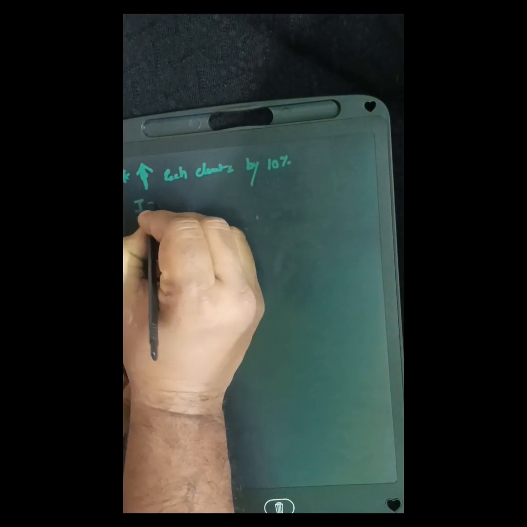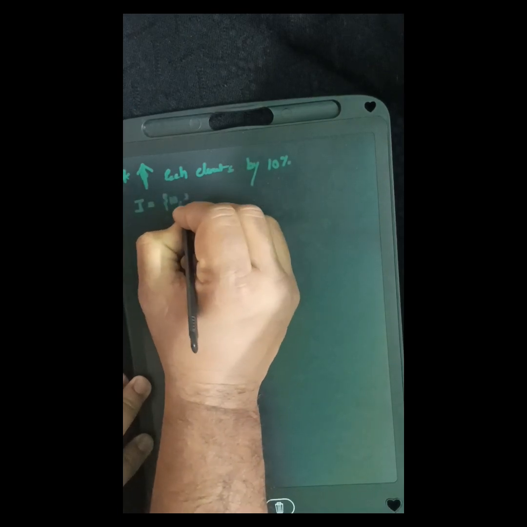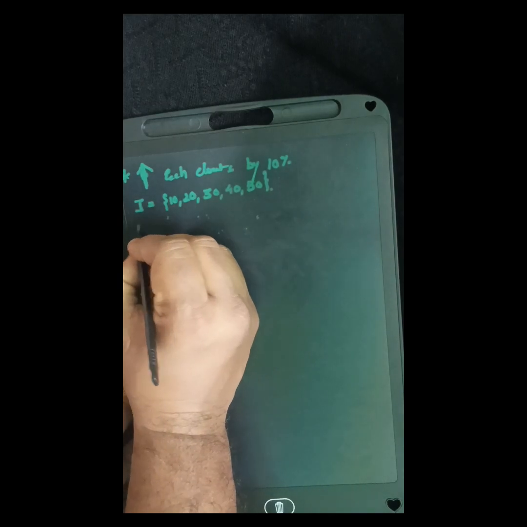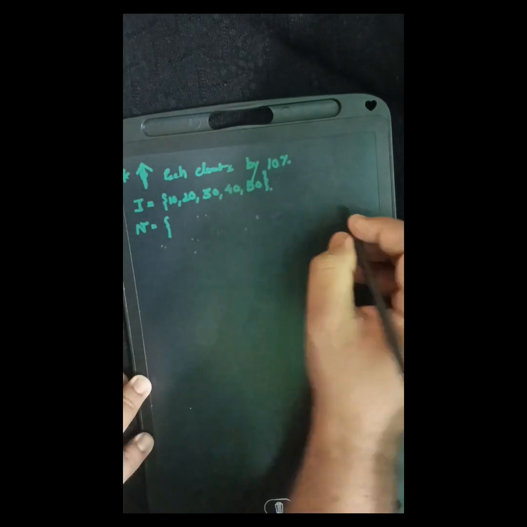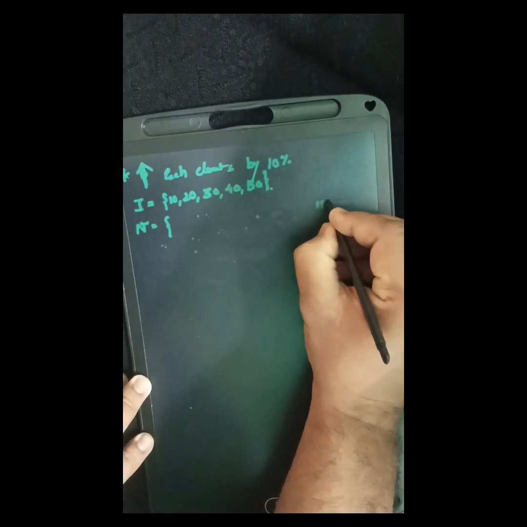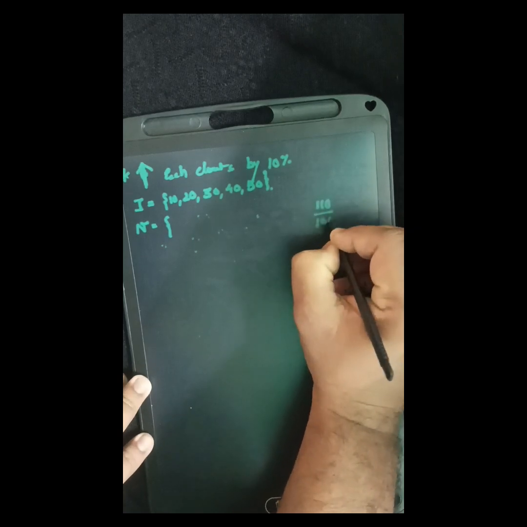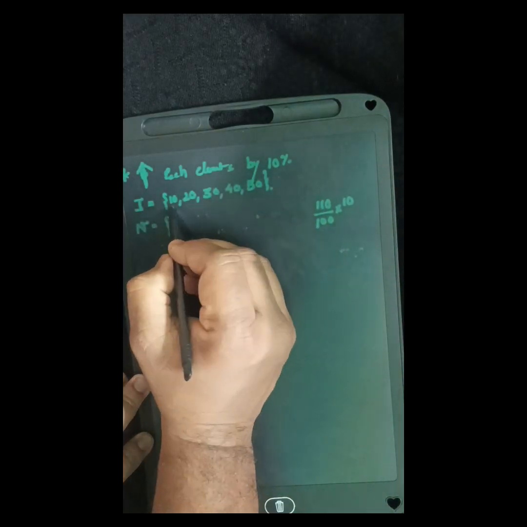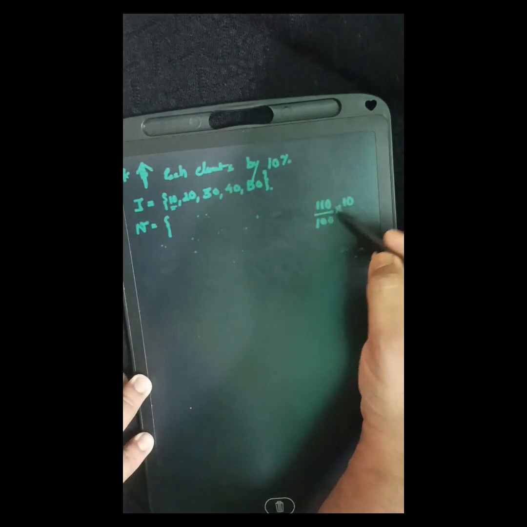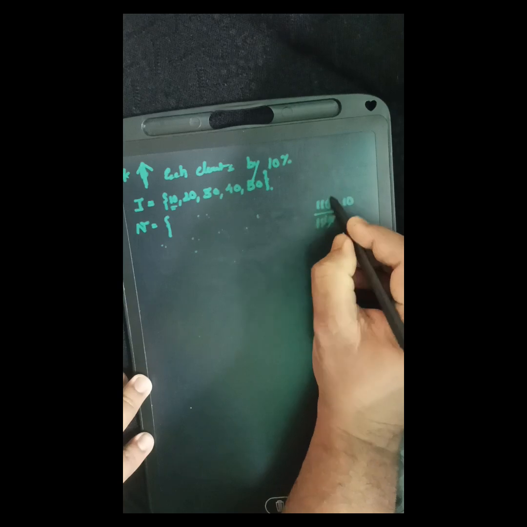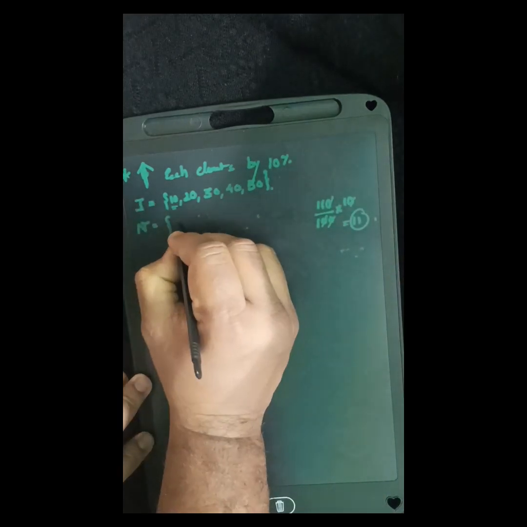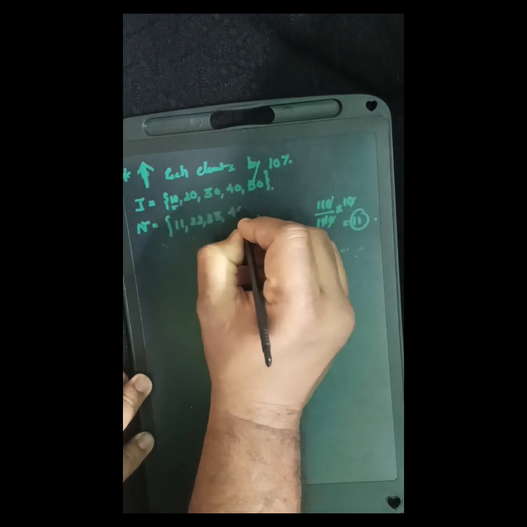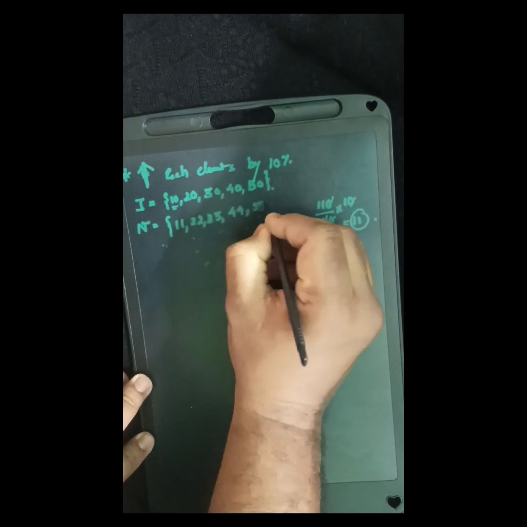So the initial data set was 10, 20, 30, 40, 50. What will the new data set become? It would be 10%, so 110 by 100 into 10. Why is it 110? We are increasing the value 10 by 10%. Therefore 110% of 10 comes out to be how much? 11. So likewise this would come out to be 22, this would come out to be 33, this would be 44, and this would be 55.